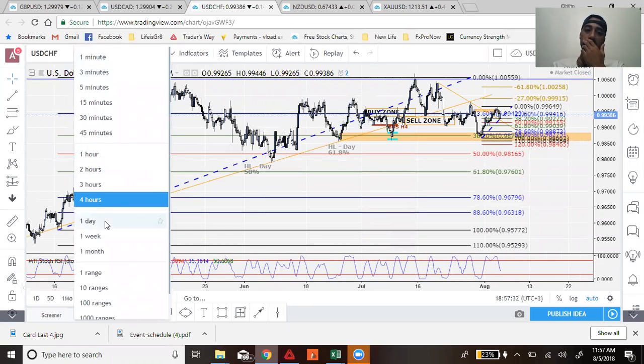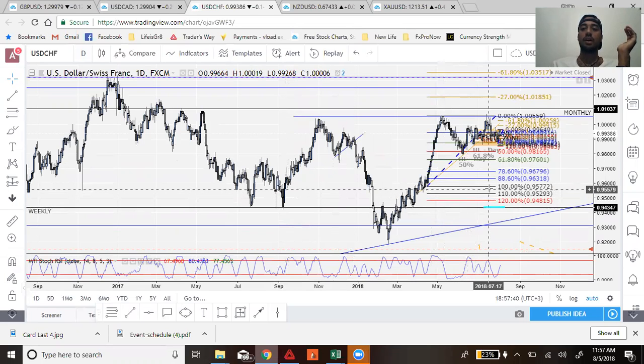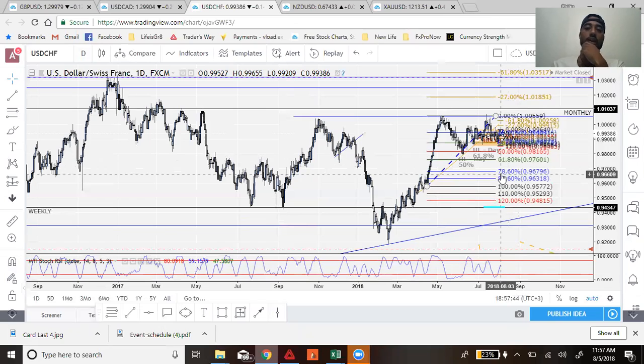I'm just going to go to a higher time frame. I'm going to go to the day time frame, just see what it's doing on the higher time frames, and then go down to a lower. It's kind of jumbled over here because I just want to keep what I have.